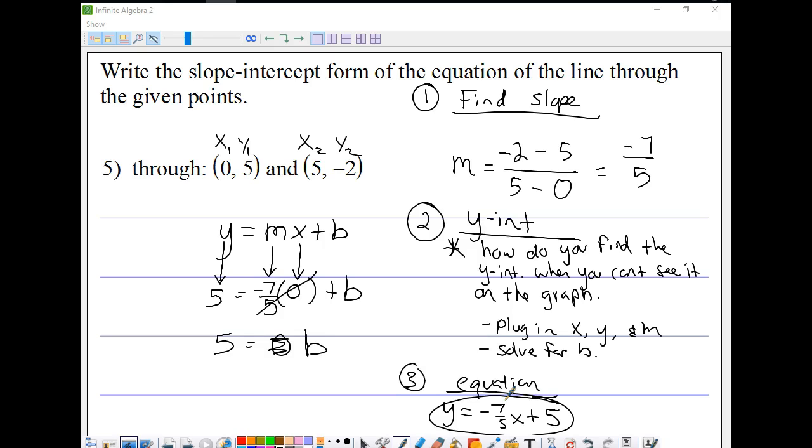So how do you find your y-intercept if you can't see it on the graph? The answer is plug in 3 things. Plug in an x, a y, and an m. And from there, you should be able to find the b, which is your y-intercept. All right, let's do another one real quick.